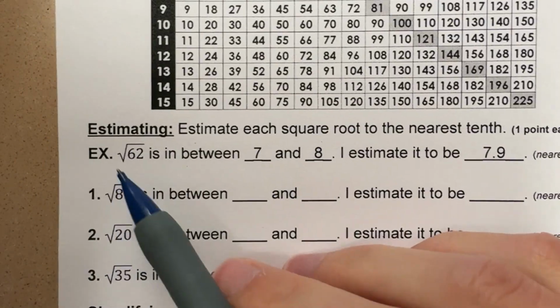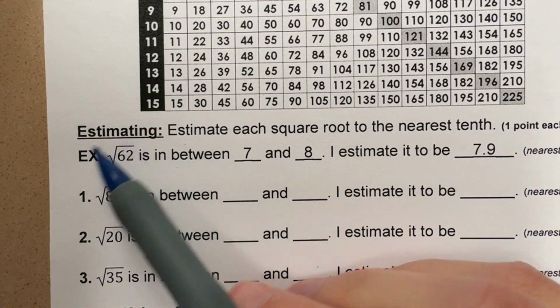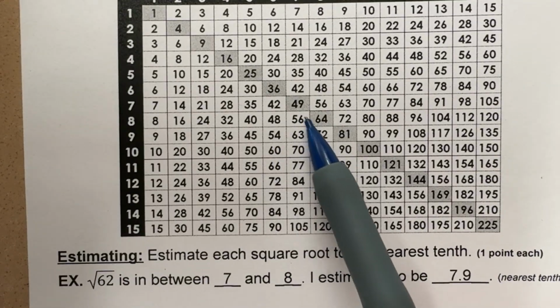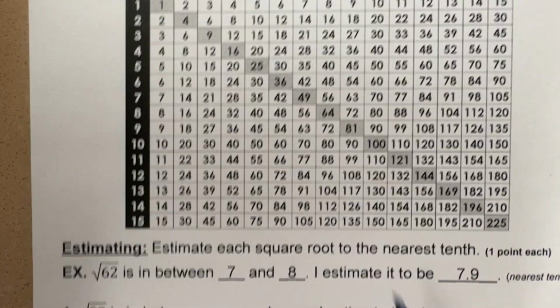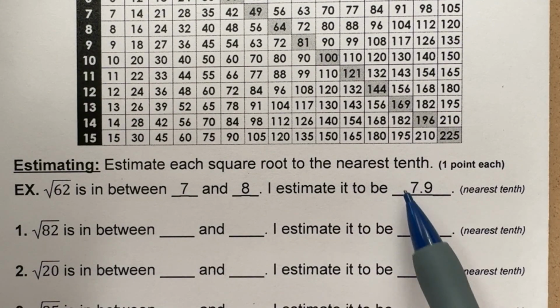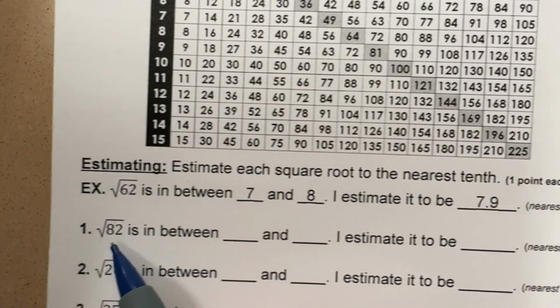All right, let's take a look at this pre-quiz. So we're starting with this, right? And what we're doing is we're saying the square root of 62 is in between, right? In between which two of these numbers, and then we're deciding and estimating to the nearest tenth. Okay, so square root of 82.